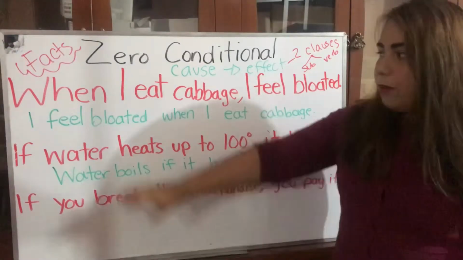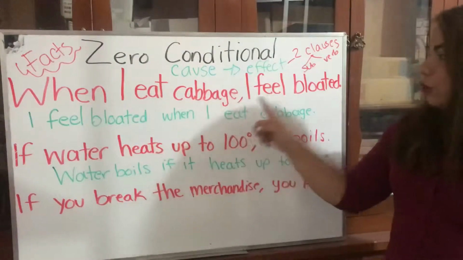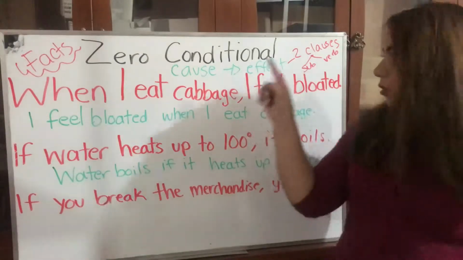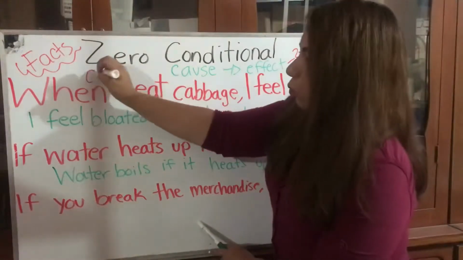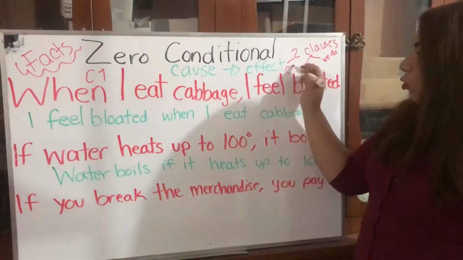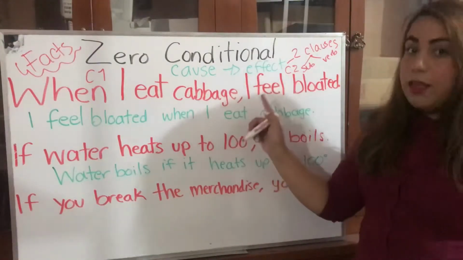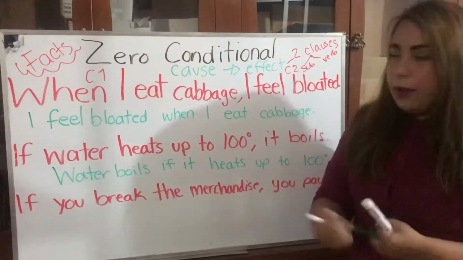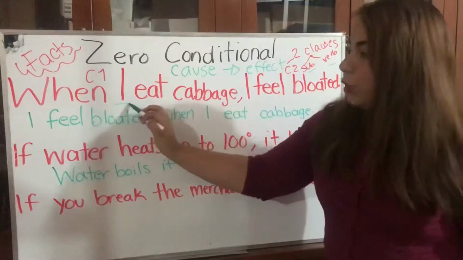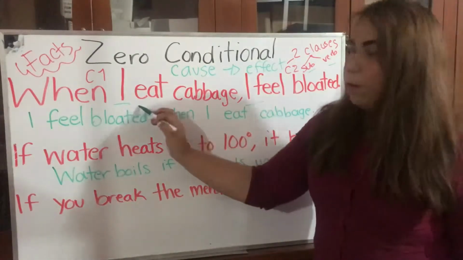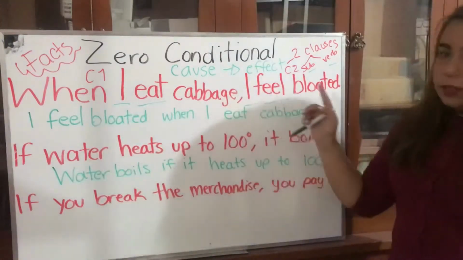Okay, so we can have, like here, a personal fact. When I eat cabbage, I feel bloated. We have two clauses: clause 1, clause 2. We're separating clause 1 and clause 2 with a comma. That is very important. Remember, in each clause we must have a subject and a verb. So we have subject, verb, subject, verb.